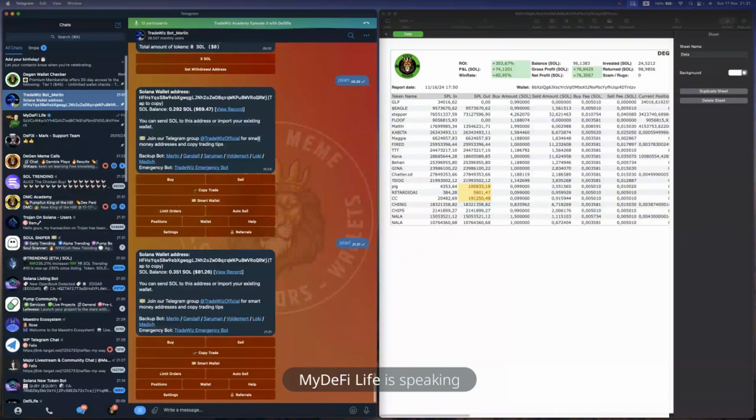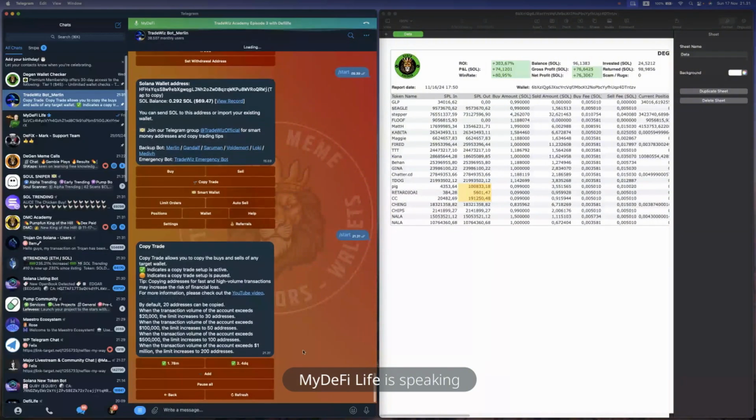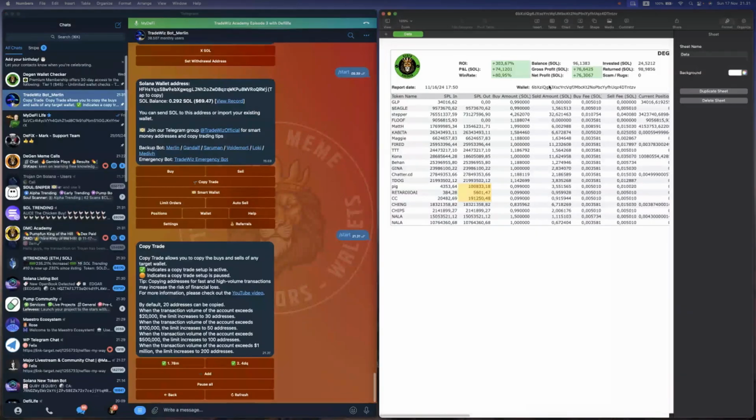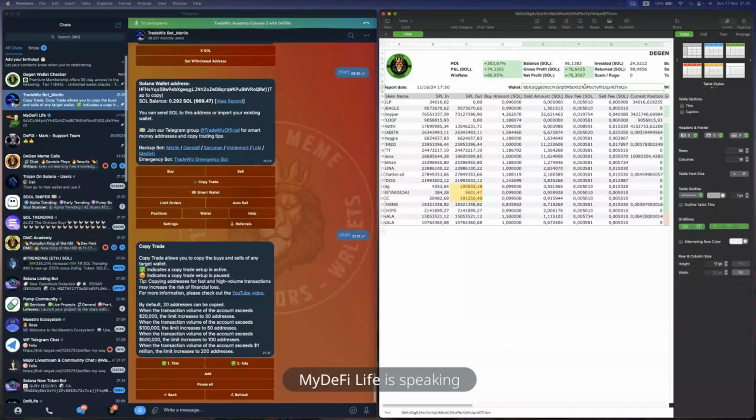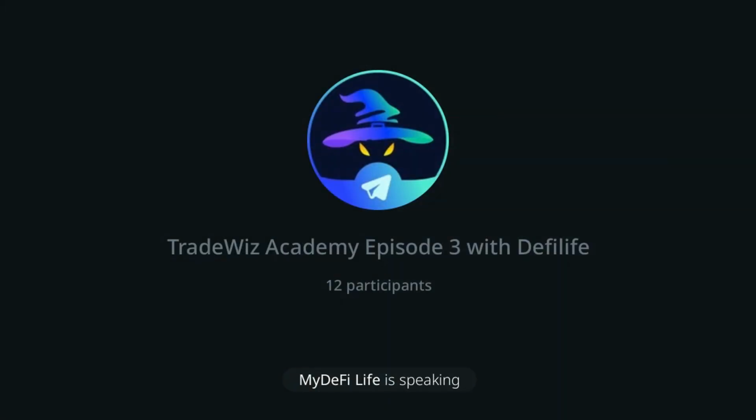So here's an example of how I would go about adding this particular wallet. I know he's doing pretty good trades. Majority of the trades are pretty good.